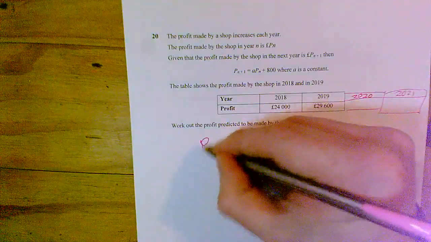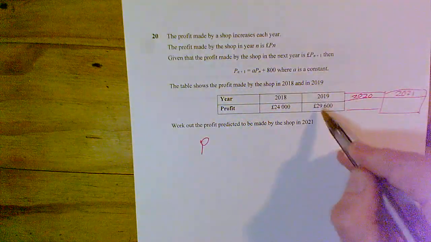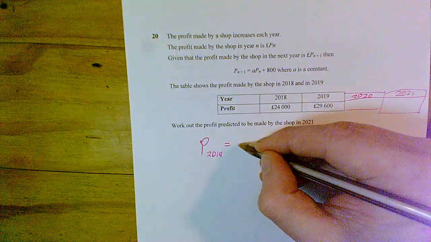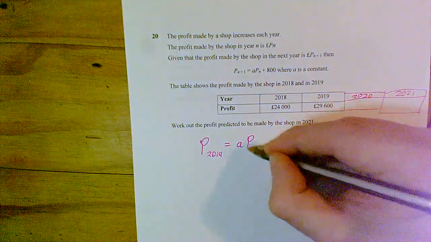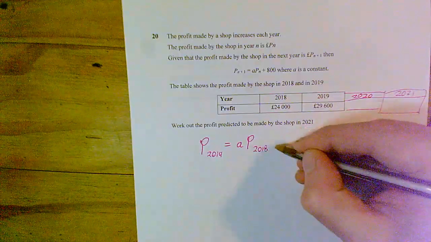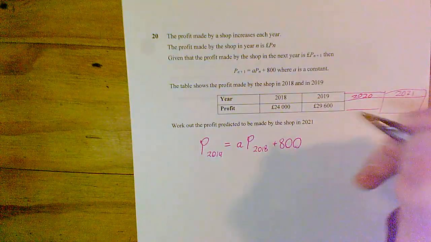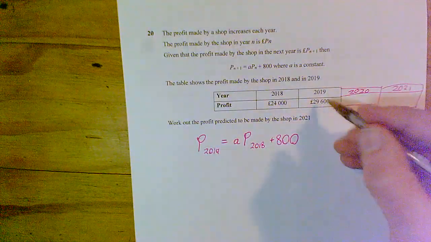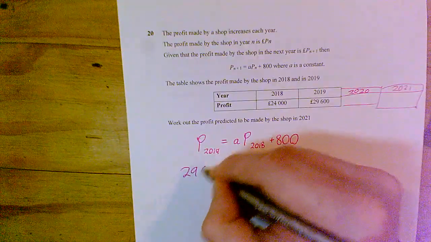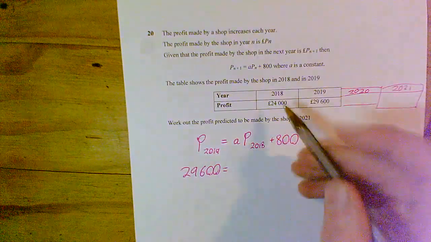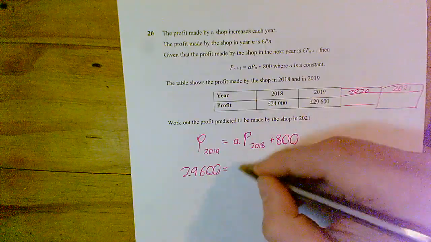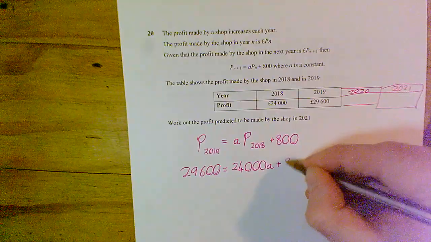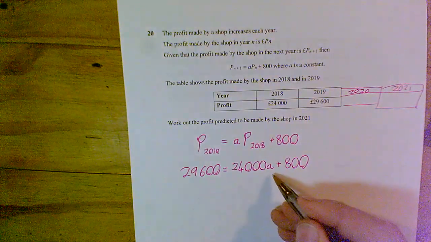So I'm going to use the second year here, the 2019. The profit in 2019 is equal to A multiplied by the profit in 2018 plus £800. Now, because I have these two values, I can substitute them in. The profit in 2019 was 29,600. The profit in 2018 was 24,000. So 24,000 multiplied by whatever our A is, plus 800. Now we just need to figure out what A is.